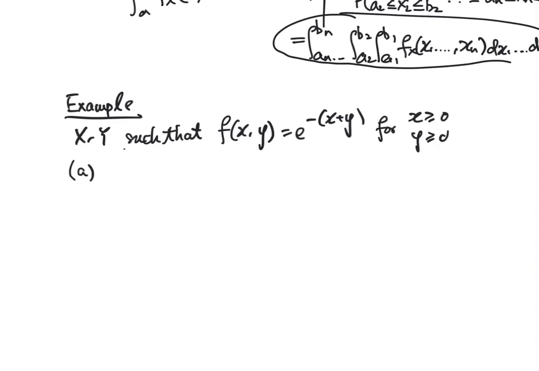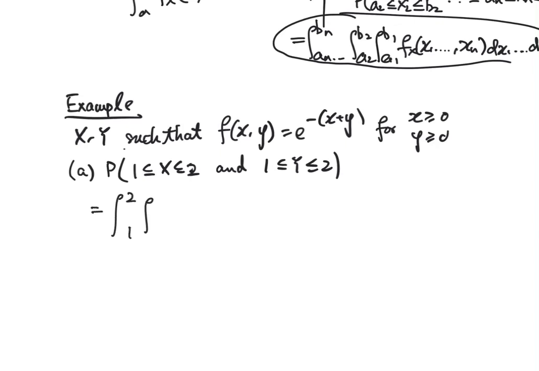get the probability that, let's say, x is between 1 and 2, and then y is between 1 and 2 as well. Okay, then if you want to get this probability, you just derive this integral. So you just try to integrate this PDF with respect to x and with respect to y respectively.